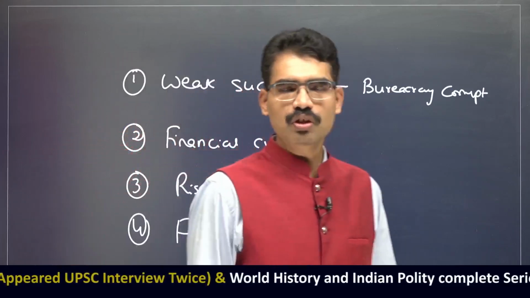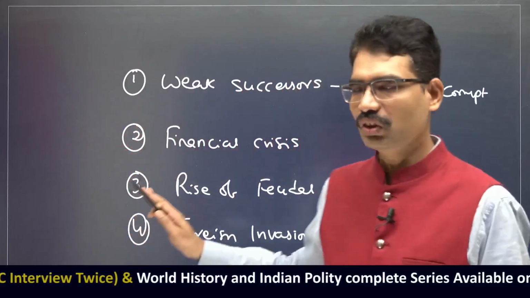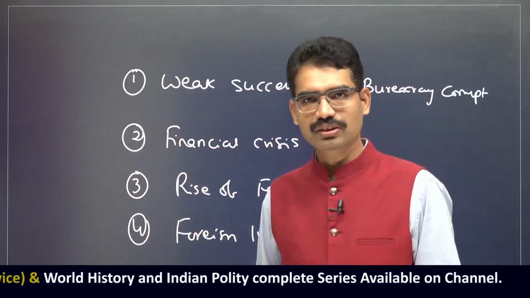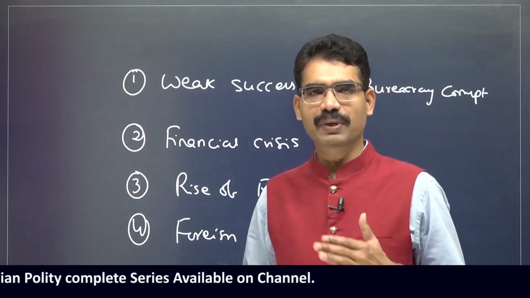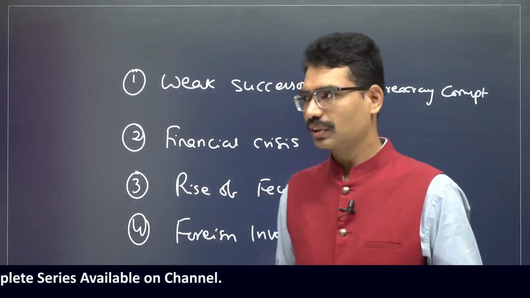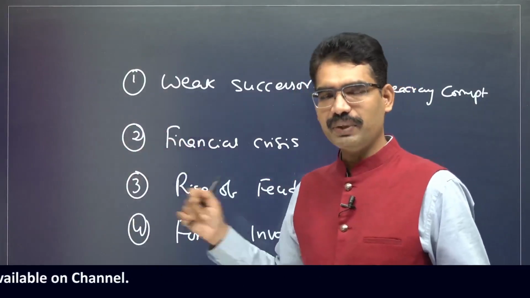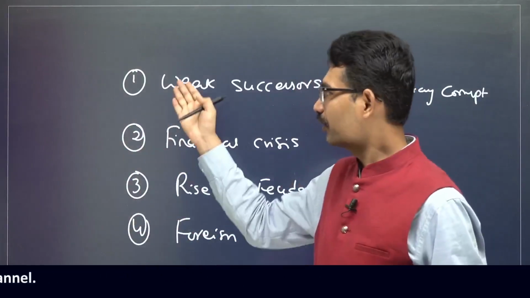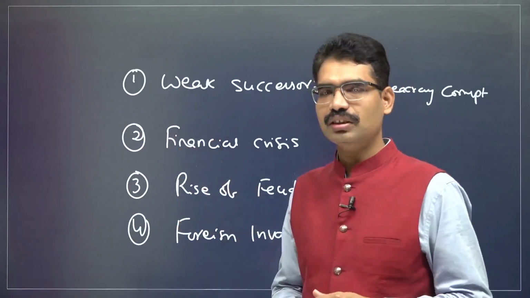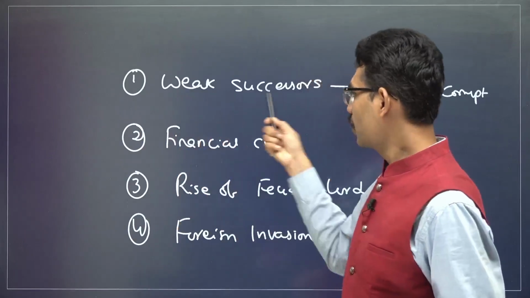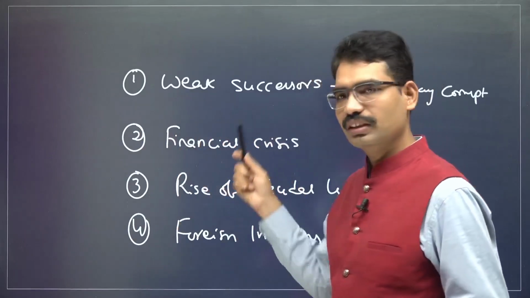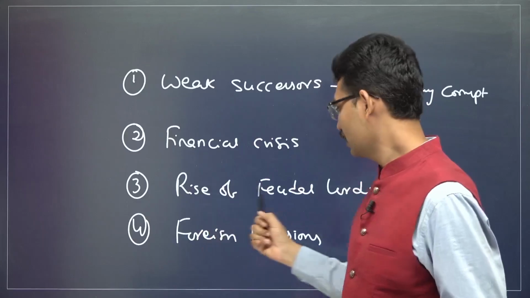Now, could you apply all these points? Don't you think they are relevant even for today? If India faces any kind of external threat, whether it is China, Pakistan, USA or anything, or during the British time period, when the Mughal Empire was there, the same condition existed. That is why the British took advantage and they started ruling India. Weak Mughal successors, financial crisis due to corruption in the Mughal bureaucracy, rise of feudal lords.